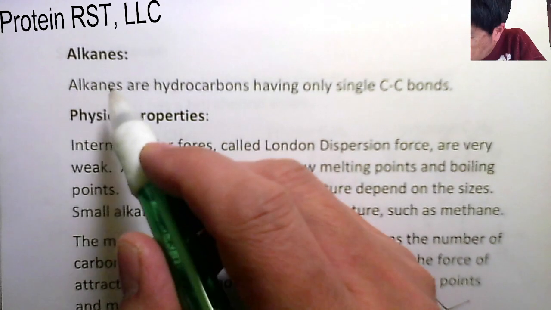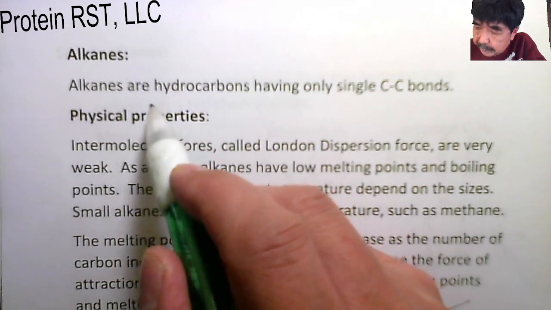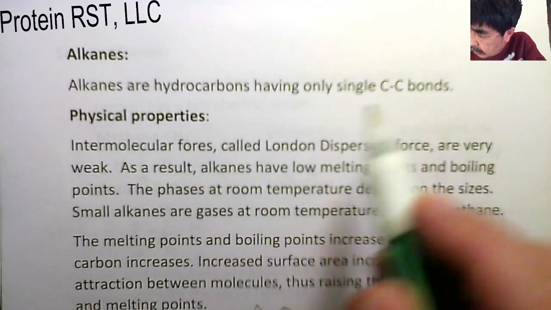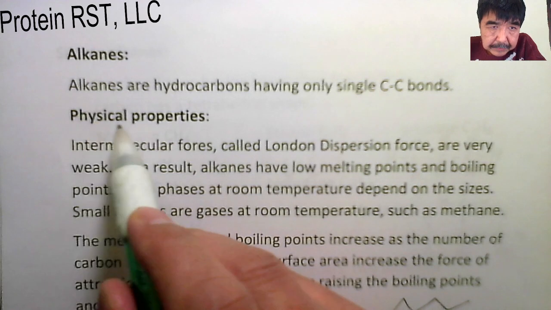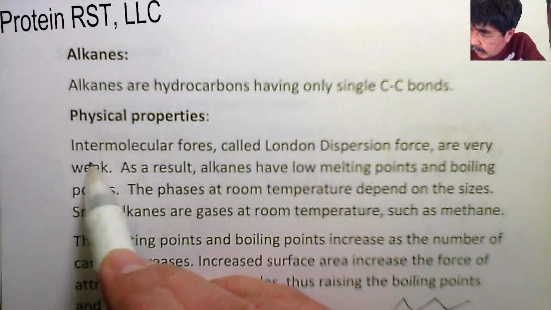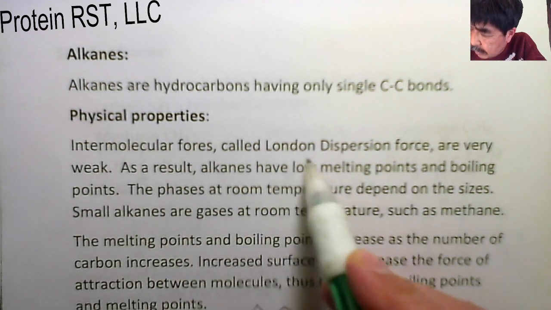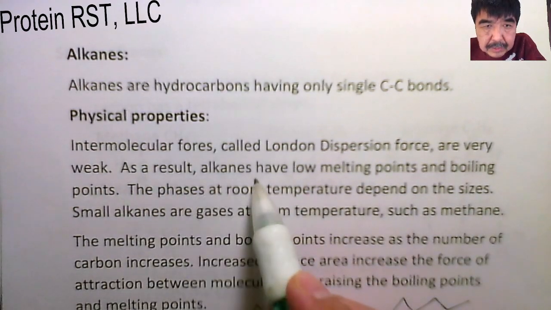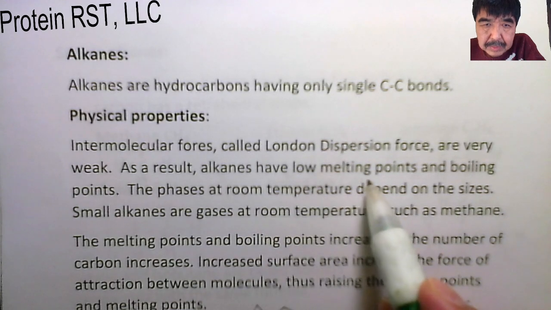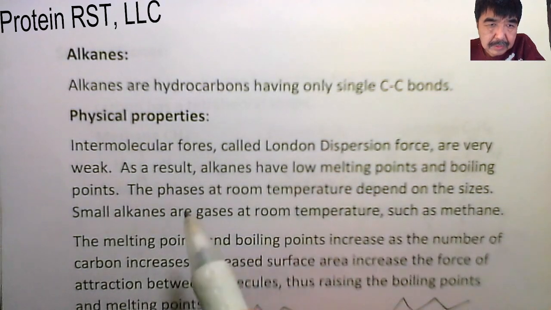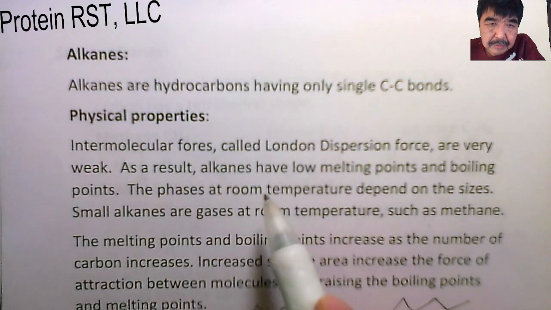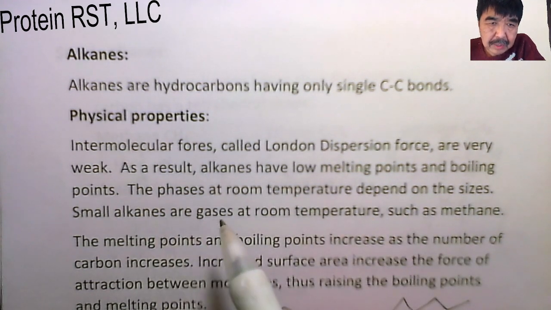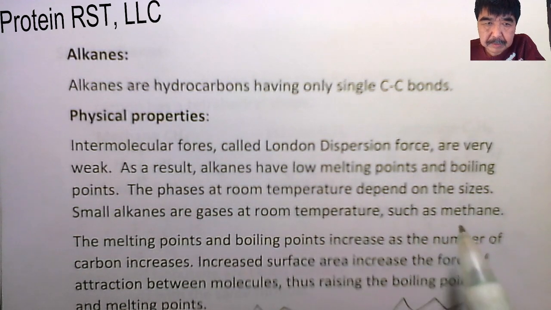Let's talk about alkanes. Alkanes are hydrocarbons having only single carbon-carbon bonds. Physical properties: intermolecular forces called London dispersion forces are very weak. As a result, alkanes have low melting points and boiling points. The phases at room temperature depend on the sizes. Small alkanes are gases at room temperature, such as methane.